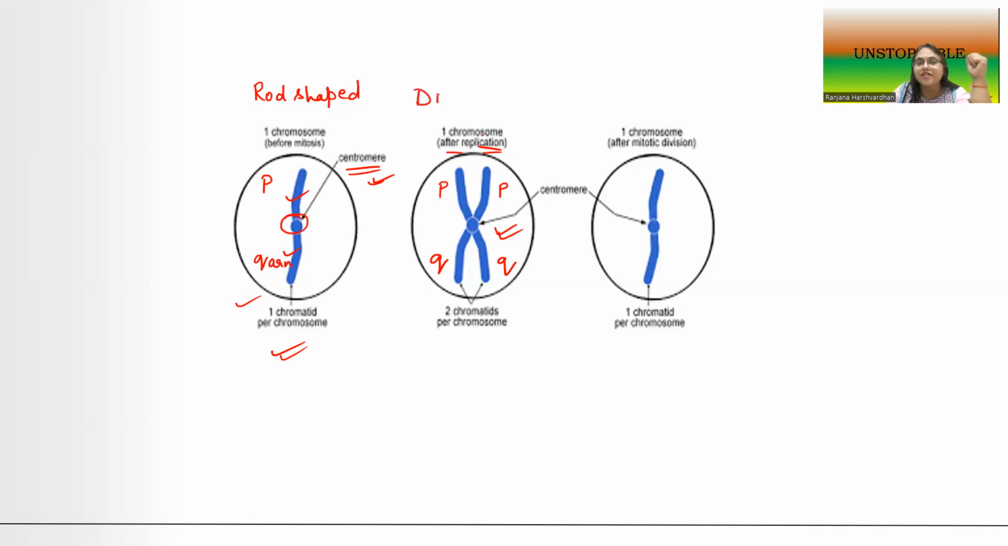So what has happened here, child? The DNA content has duplicated. If the DNA present in the one chromosome was 2C, the DNA here would be 4C, because we have two arms of P and two arms of Q, since it has replicated itself. Yes. Now, in the process of replication, we see two P arms and two Q arms.